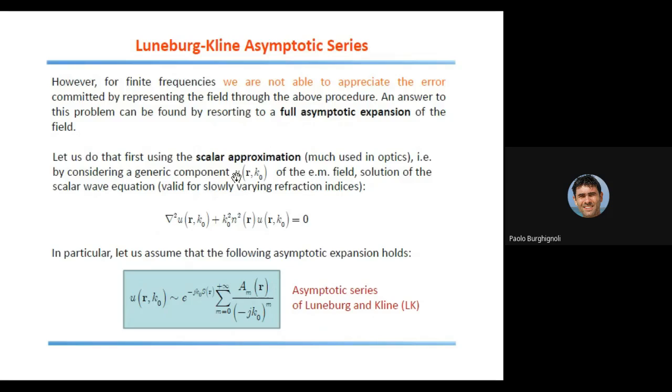And to consider that this quantity satisfies a sort of generalized Helmholtz equation, like this, in which you have the Laplacian of U, and a second addend in which you have k0 squared times the square of the refractive index. This is correct for media whose refractive index varies on a slow spatial scale with respect to wavelength. So our starting point is the Helmholtz equation for our scalar quantity U.